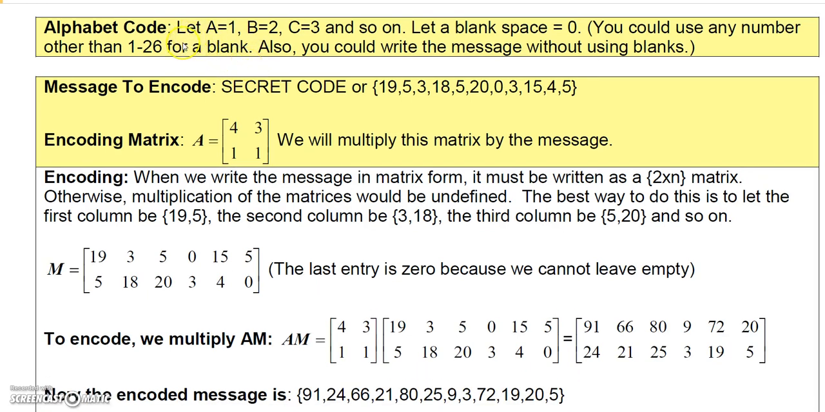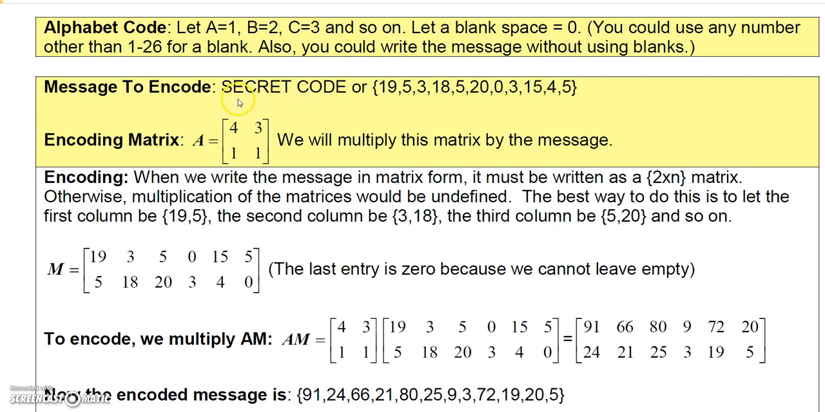What I'm going to do here is show you how to encode and decode messages using matrices. So let's assume that A, the first letter of the alphabet, just represents the number 1, and B is represented by the number 2, C is represented by the number 3, and so on. And if we wanted to use blank spaces, we'll just use 0 for a blank space. You could actually use any number that's not 1 through 26, but we'll use 0.